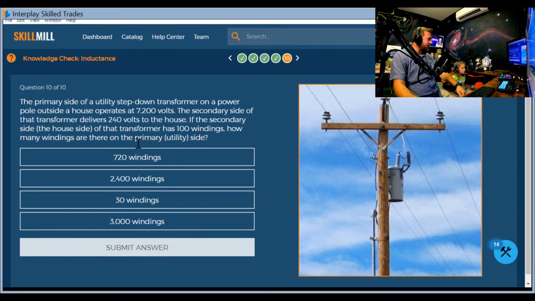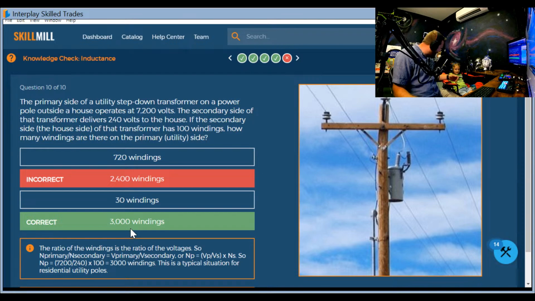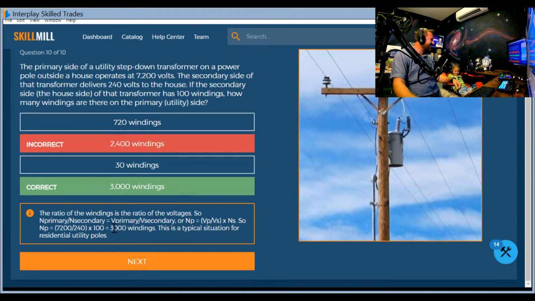204,000? Which one? 720 windings? 2,400 windings? 30 windings or 3,000 windings? 3,000 windings. You really want me to select that one? That one doesn't even seem right. You were right! How did you get that right? It gives you the answer right here. We're not going to do that. That's above your math grade.